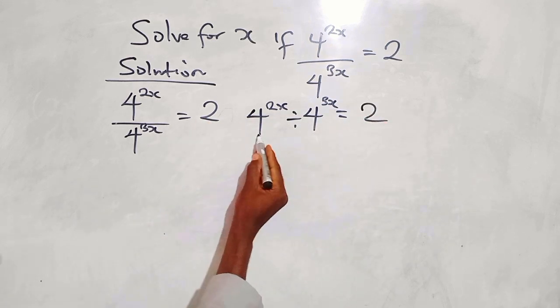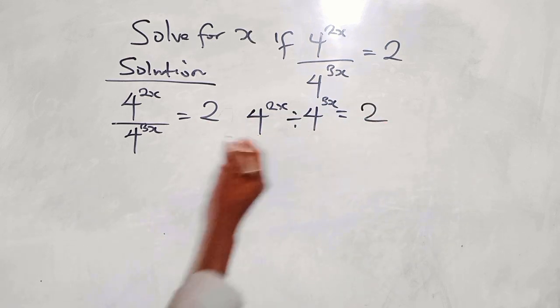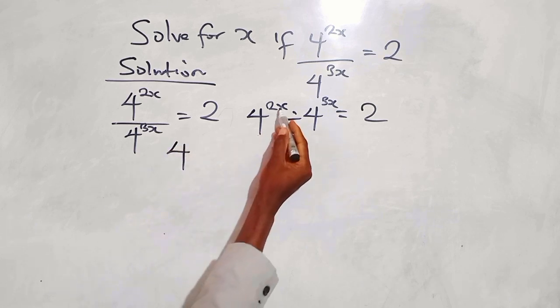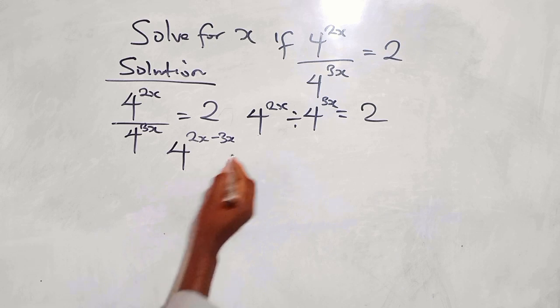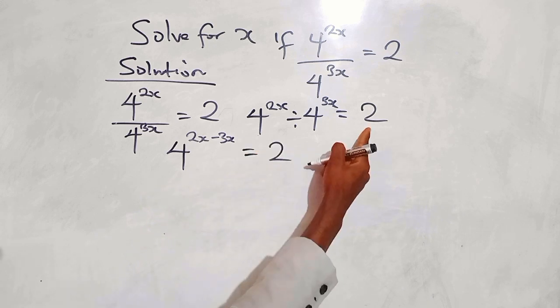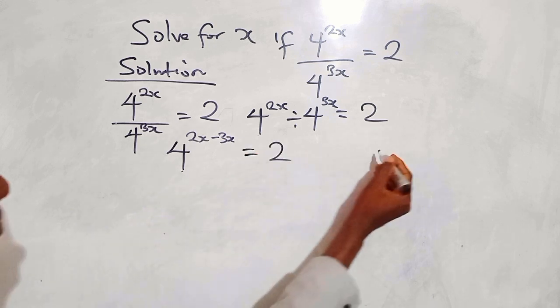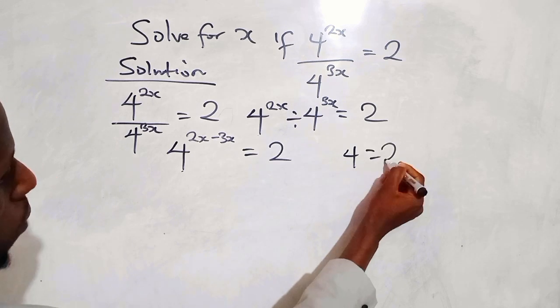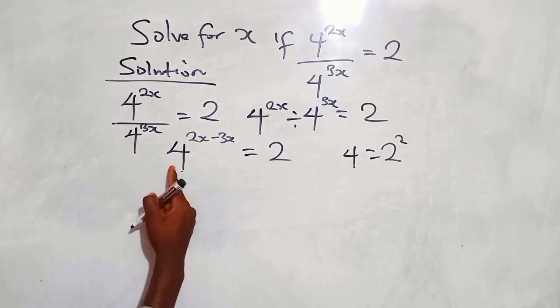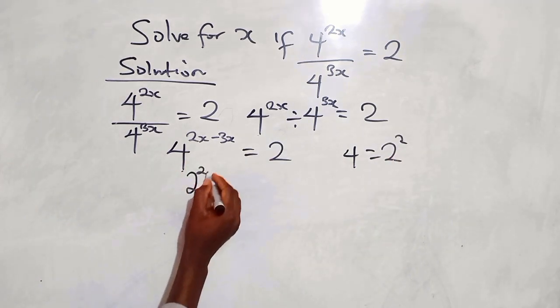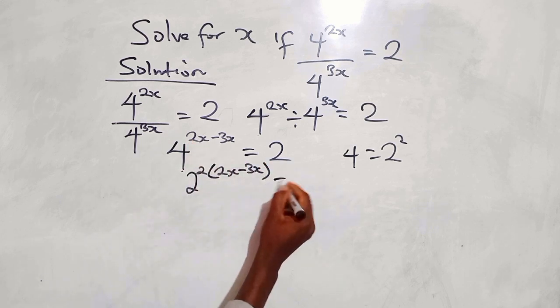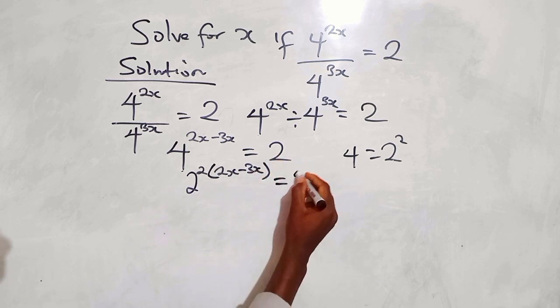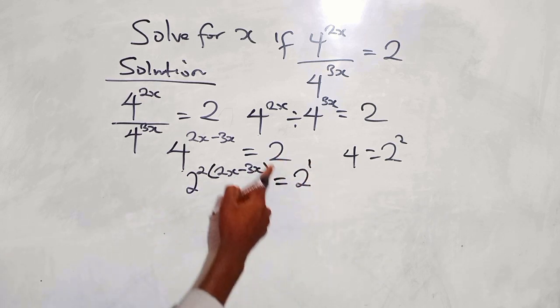Here we have the same base, so we pick out one, so you have 4. We subtract the powers, so we have 2x minus 3x equals 2. But I can write 4 as 2 raised to the power 2, so here I have 2 raised to the power 2, bracket 2x minus 3x, equals 2, which is 2 raised to the power 1.